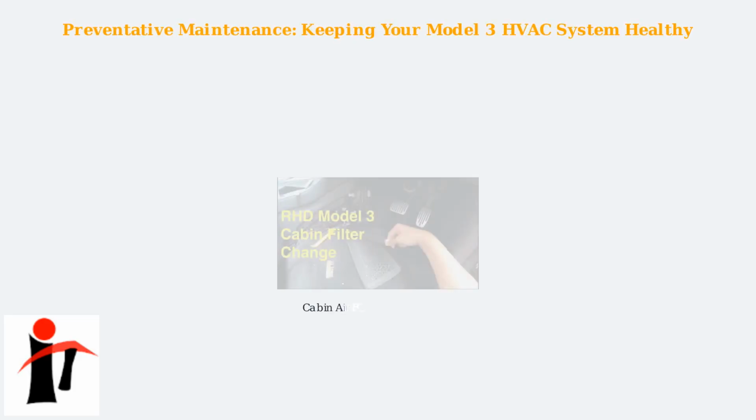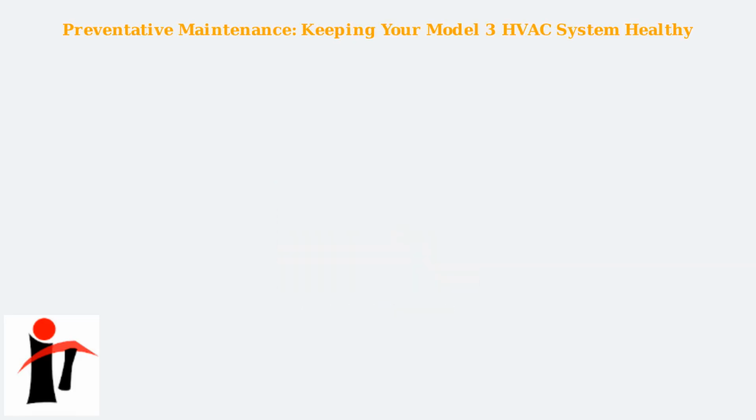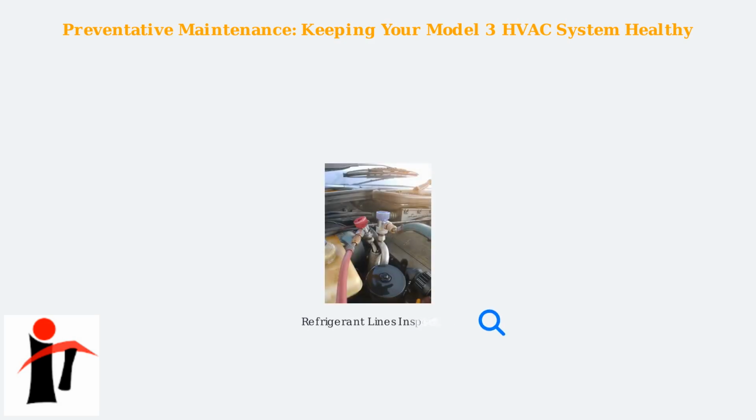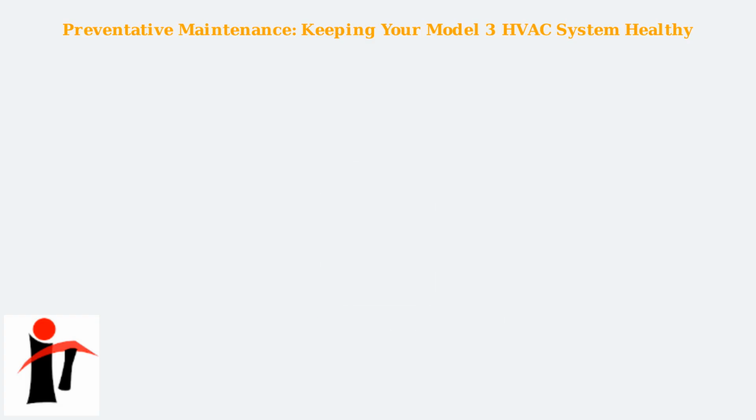Preventative maintenance is crucial for avoiding future HVAC issues in your Tesla Model 3. Start by regularly checking and replacing the cabin air filters, which prevent dust and allergens from entering the system. Next, inspect the refrigerant lines for any signs of leaks or damage. The HVAC system uses R134A refrigerant, and maintaining proper pressure is essential for efficient cooling and heating.